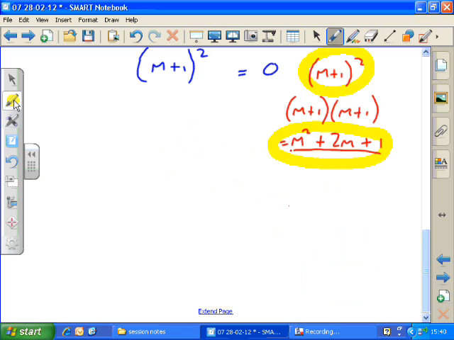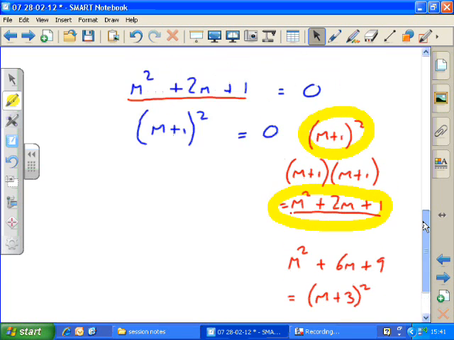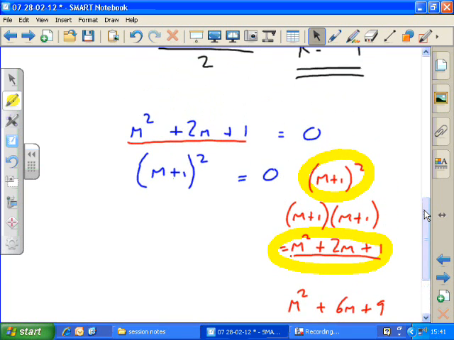Here's another example. m squared plus 6m plus 9 is a perfect square. Why? Because half of 6 is 3 and 3 squared is 9. How can I rewrite this? m plus 3 all squared. And you might want to multiply out m plus 3 times m plus 3 and confirm you get what's above. So it's worth looking for the perfect square in these problems.